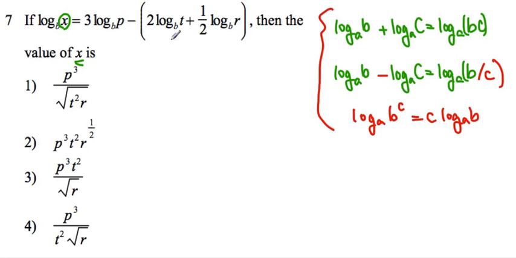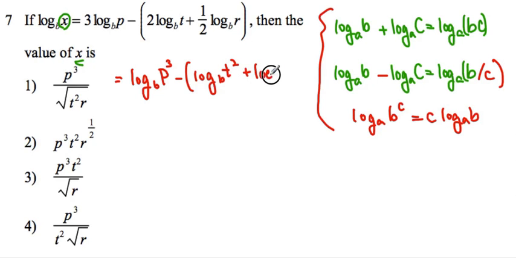Then here, first what we have to do is get rid of all these coefficients. Then we end up getting log base b of p to the third power here, and then minus log base b of t squared, because the 2 comes up, and plus log base b of r to the 1/2 power. But what is r to the 1/2 power? That's right, that's a square root. So in fact, the next one is we're going to do the addition because of the parentheses.